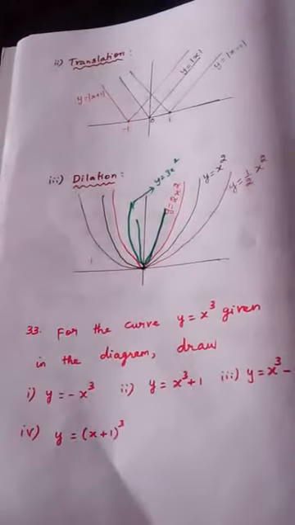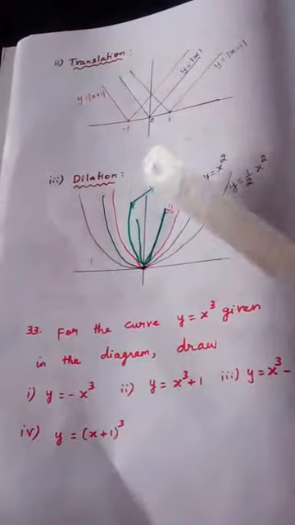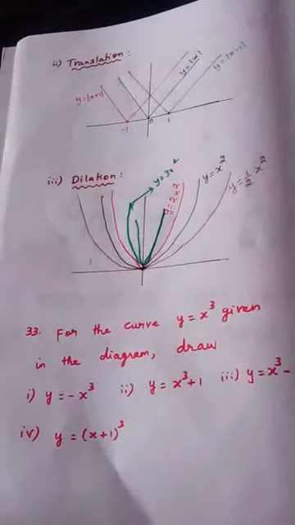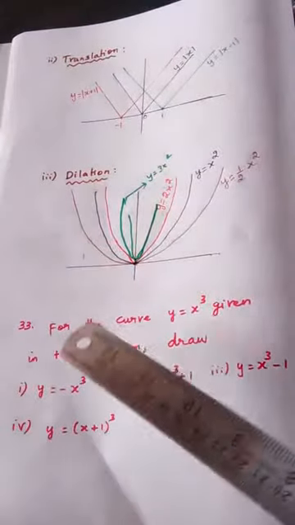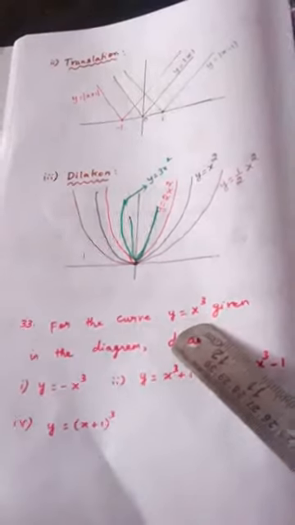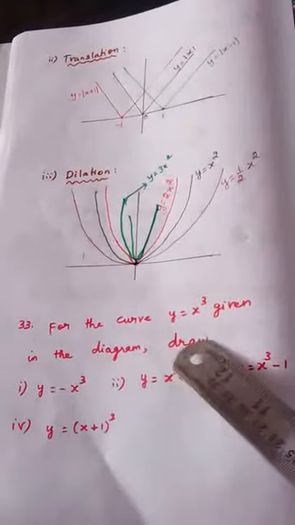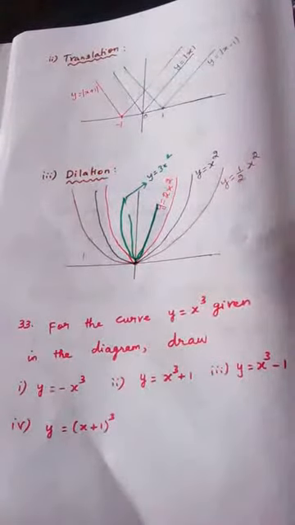So try to understand the concepts of reflection, translation and dilation. Using these concepts, we will see a few problems. Problem number 33. For the curve y is equal to x cube given in the diagram, draw these 4 curves. This is the question. What is the question?